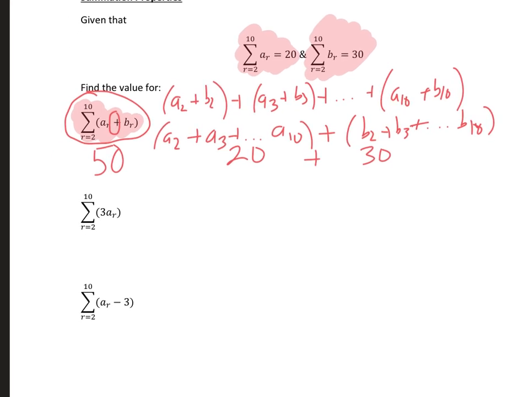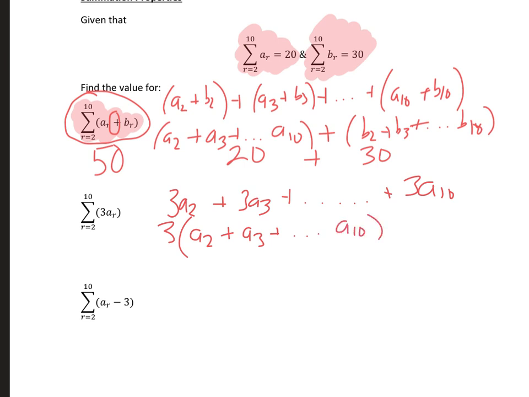The next one says if I times each term by 3, so I would get 3A2, 3A3, 3A4, etc., all the way up to 3A10. And I know I could factorize out the number 3. And A2, A3, all the way up to A10, they add together to give me 20. That's what the question told me. So it's 3 times 20, which is 60. So what that example is trying to show us is if I'm timesing my sequence by a number, I can factorize out that number.